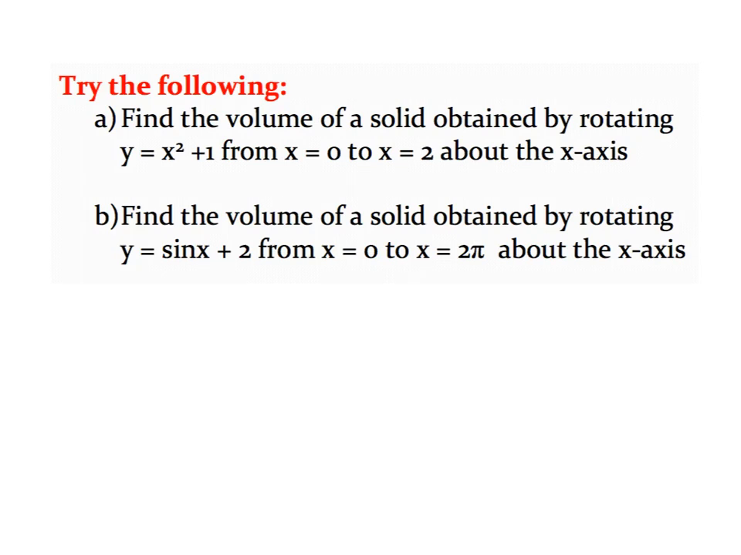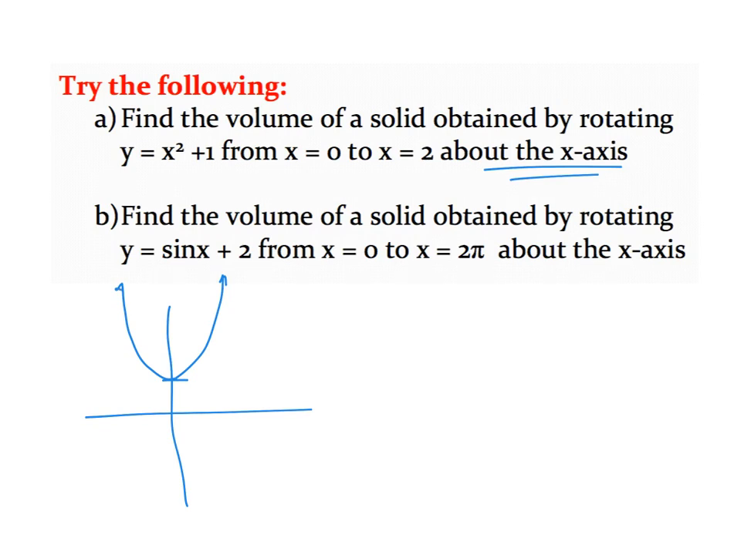So let's take a look at another couple together. The first one says find the volume of the solid obtained by rotating x squared plus 1 from 0 to 2, and it's about the x-axis again. Everything in this first part is about the x-axis. And so if I sketch part A, x squared plus 1 is a parabola up 1 unit.